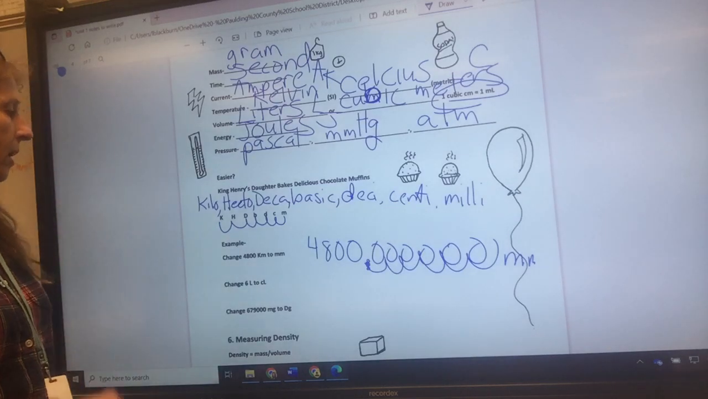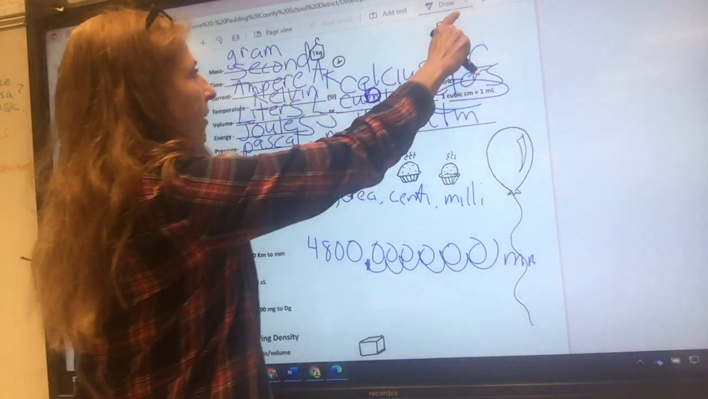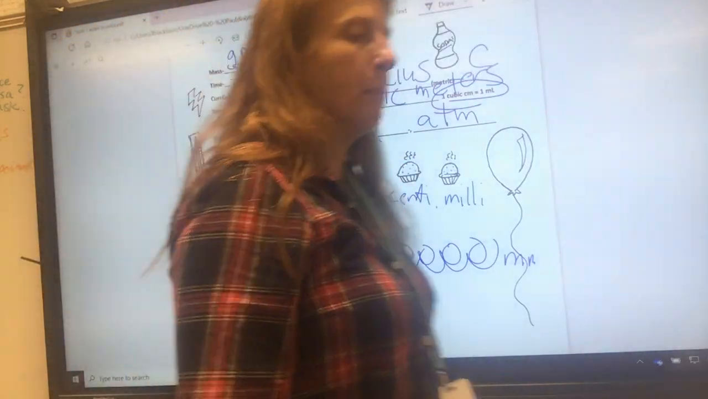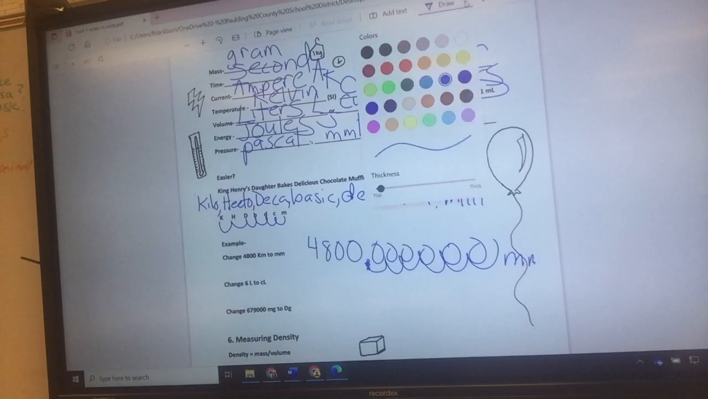Let's do another one. We're going to change liters to centiliters. So I'm going to get a different color on my drawing. No, I'm not. My board is not calibrated, so it doesn't let me click on it. Let me do it over here. Let's see if I can get another color under draw. For that, we'll go with red. All right.